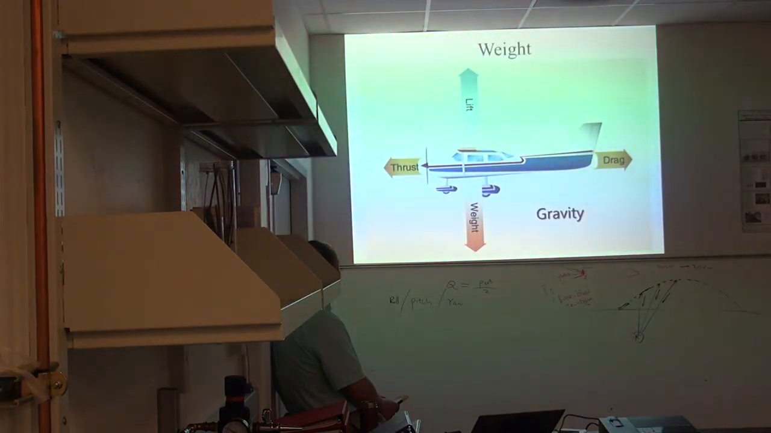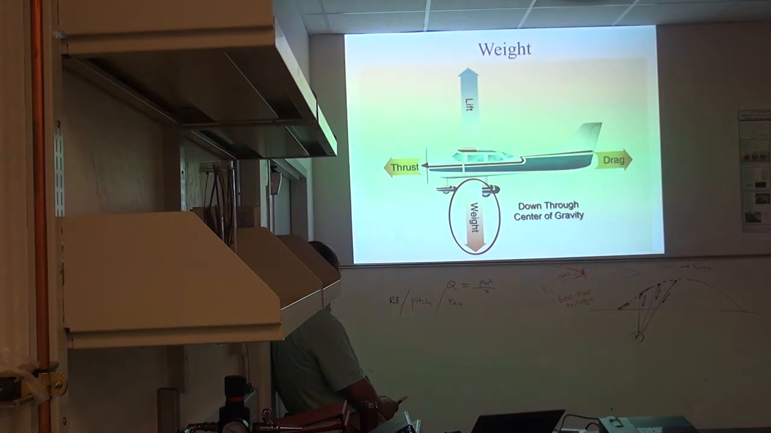Gravity is the pulling force that tends to draw all bodies to the center of the Earth. The center of gravity may be considered as a point at which all the weight of the aircraft is concentrated. If the aircraft were supported at its exact center of gravity, it would balance in any attitude. This weight force acts downward through the airplane's center of gravity.